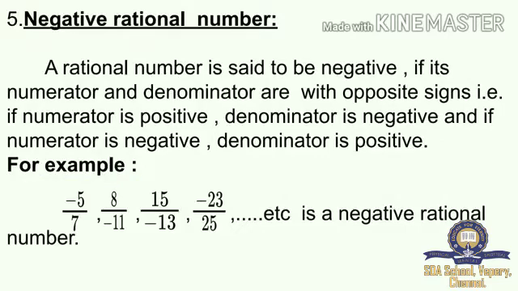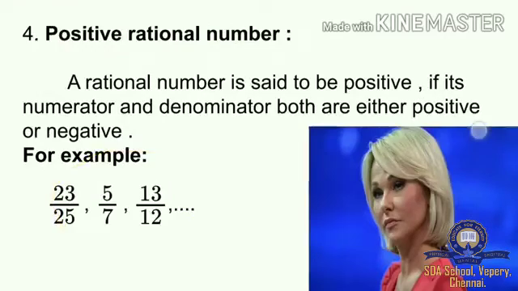If any one, numerator or denominator, carries any negative symbol, it is called negative rational number. For example, minus 5 divided by 7, 8 divided by minus 11, 15 divided by minus 13, minus 23 divided by 25. These are all negative rational numbers. Okay.